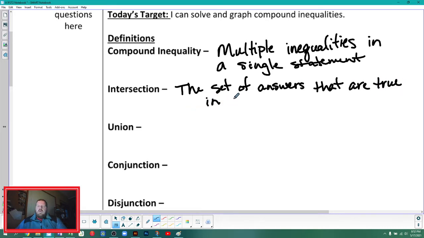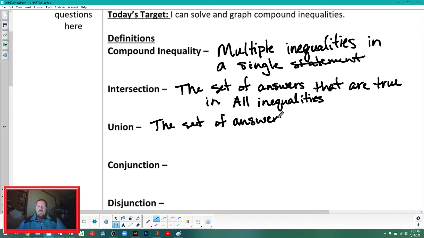and let's go with all inequalities. Well, the union is sort of the opposite, the set of answers that are true. How do I want to say this actually? Maybe I want to flip that around.